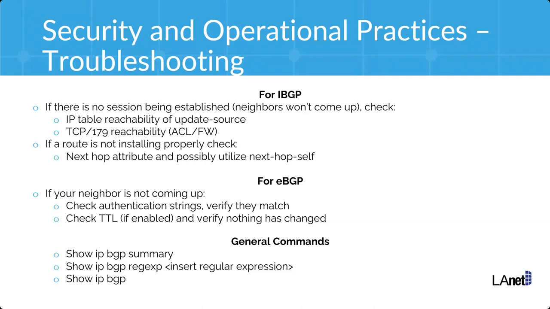For EBGP, if the neighbor's not coming up, you could check things like your authentication string, verify that they match, check your TTL if it's enabled, make sure that the ISP hasn't done something crazy like put in an extra hop. I don't know how that would even work, but just make sure they haven't done anything weird.